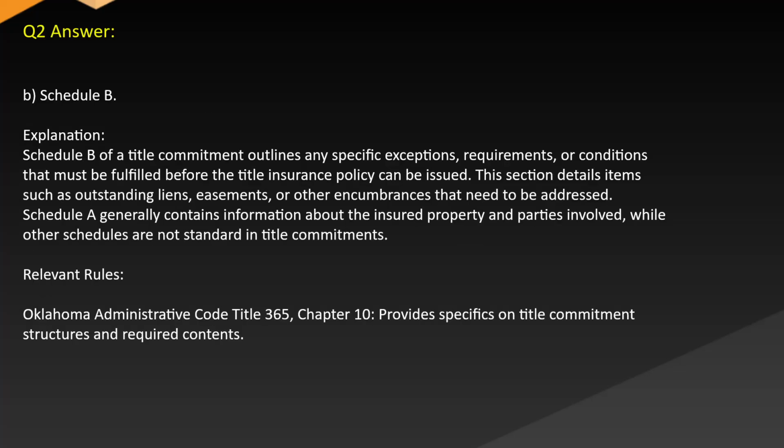Answer: B. Schedule B. Explanation: Schedule B of a title commitment outlines any specific exceptions, requirements, or conditions that must be fulfilled before the title insurance policy can be issued. This section details items such as outstanding liens, easements, or other encumbrances that need to be addressed.